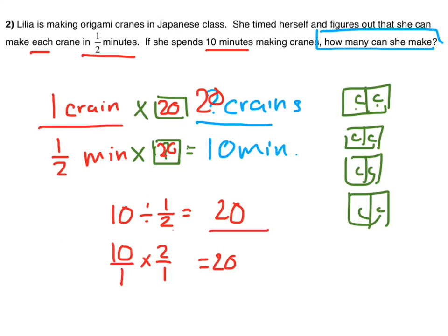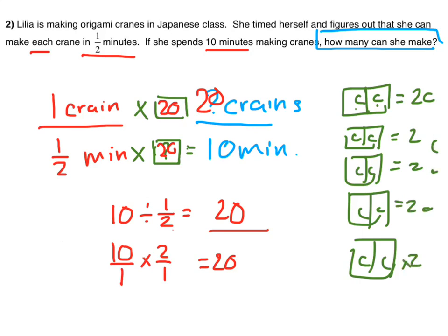You could probably figure out the answer just by doing this. But I'm tired of drawing boxes already. It's just faster to do the math in a way. So you think, oh, each minute is 2 cranes. If there were 10 of these, that would be another 2 cranes, another 2 cranes. If she did this 10 times, you could say, well, that's like 10 times 2. There it is, 20 cranes.